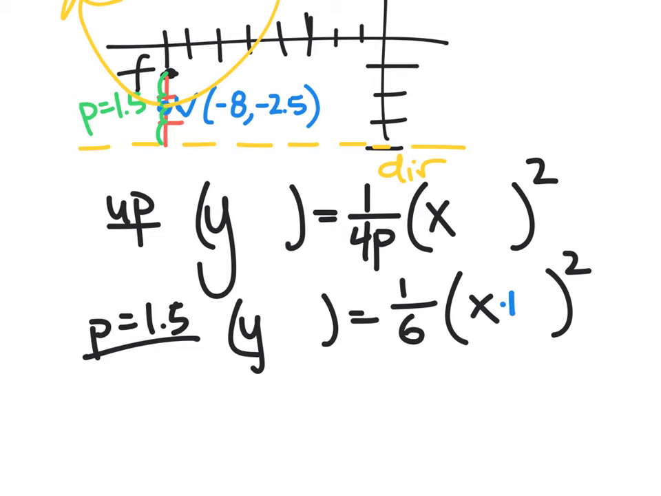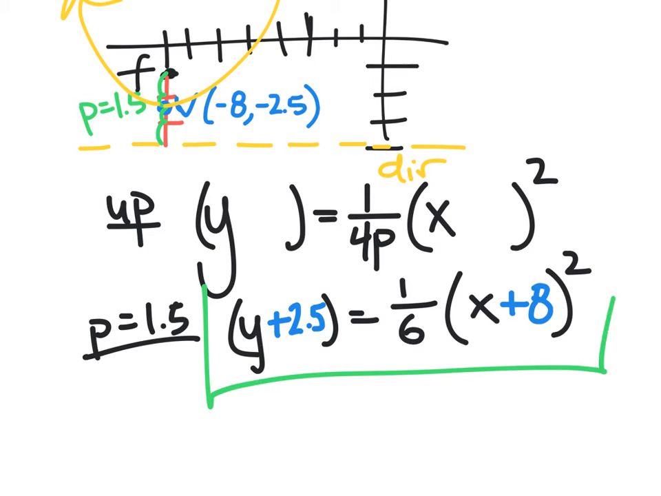So x was shifted left by 8, so we say x plus 8. Notice how, if we plugged in -8, this would be 0. Our vertex is like the zero point of the parabola, and y has been moved down by 2.5, so we say plus 2.5. And that is correct for the equation of the parabola.